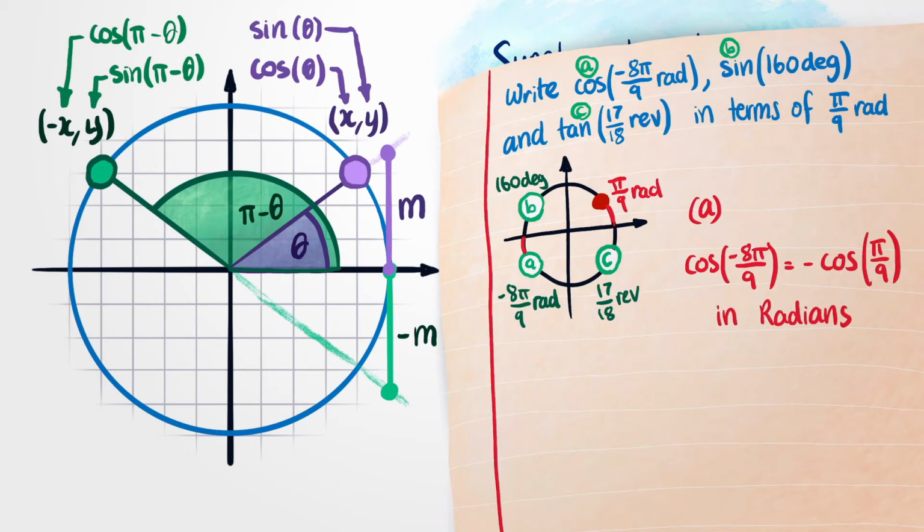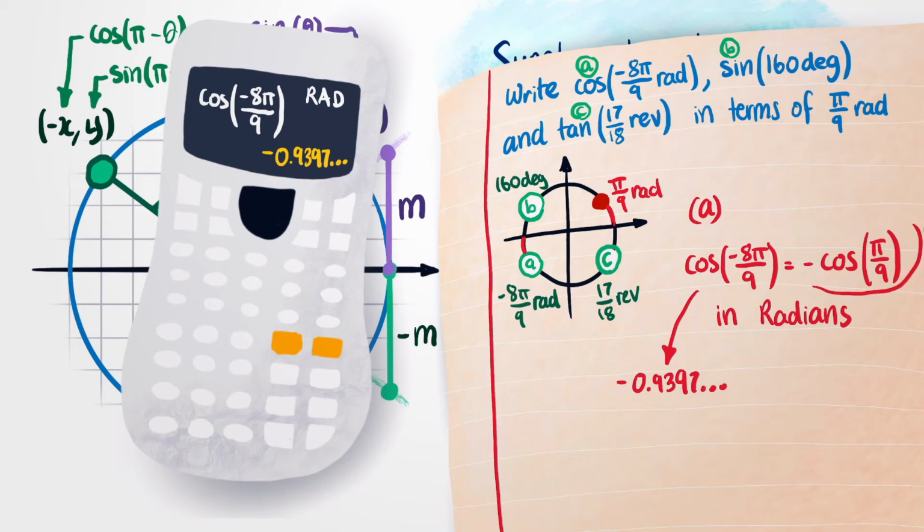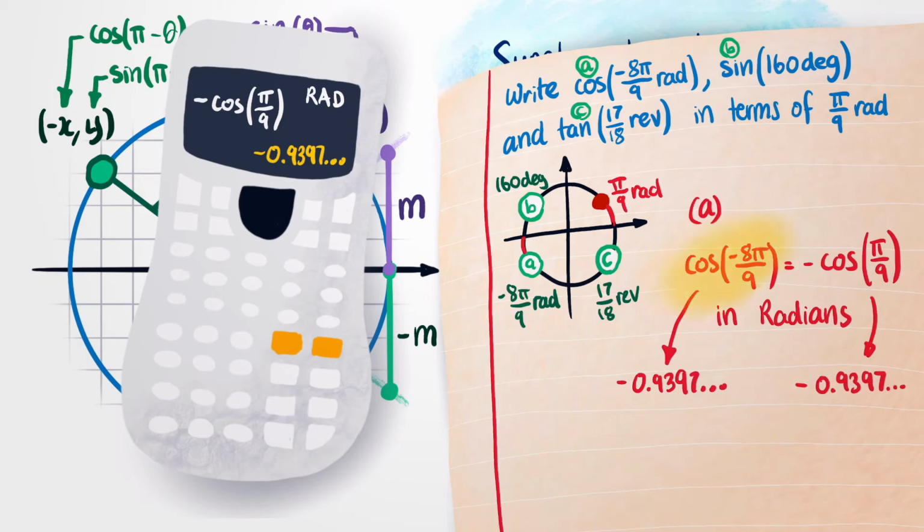Now we can go ahead and test this out with our calculator. First, I'll type in the left-hand side. Now we can go ahead and type in the right-hand side as well with the minus sign. As you can see, both the left-hand side and the right-hand side give minus 0.9397. I'm going to go ahead and get rid of the calculator, and I'm going to trust you to go ahead and check all of the other values.